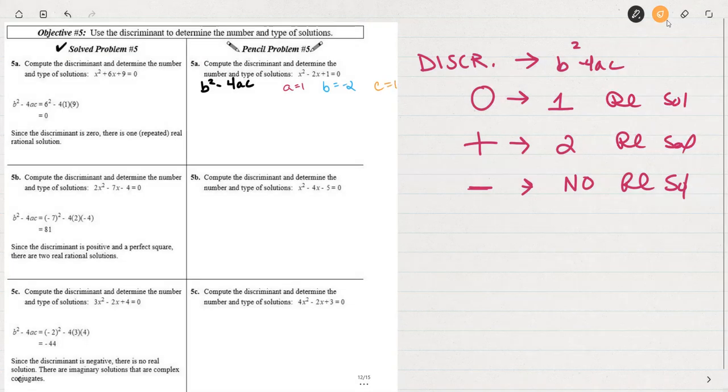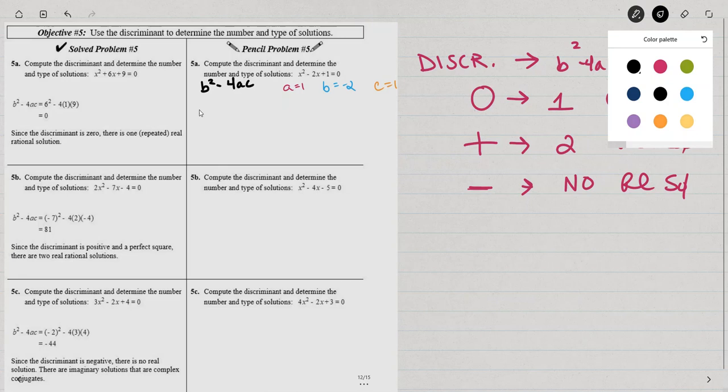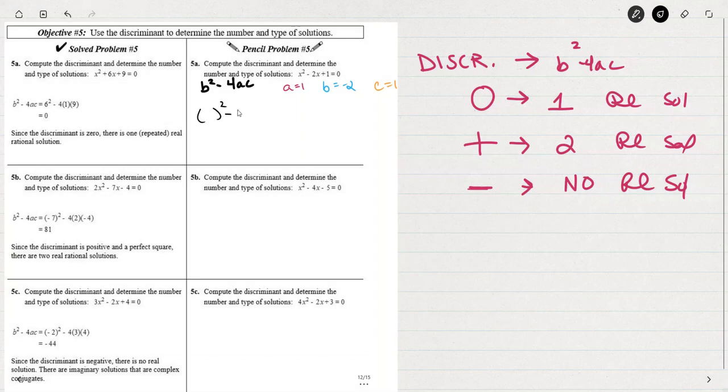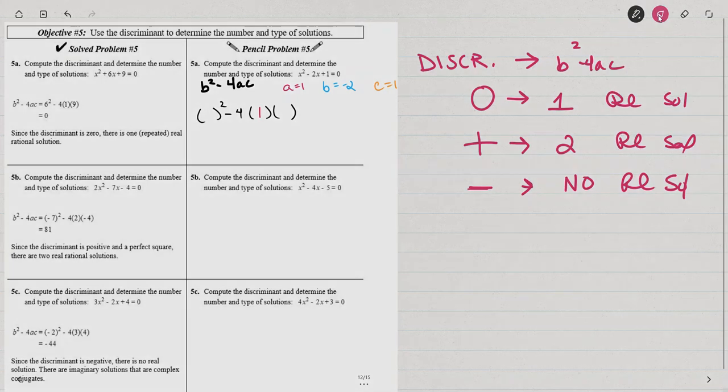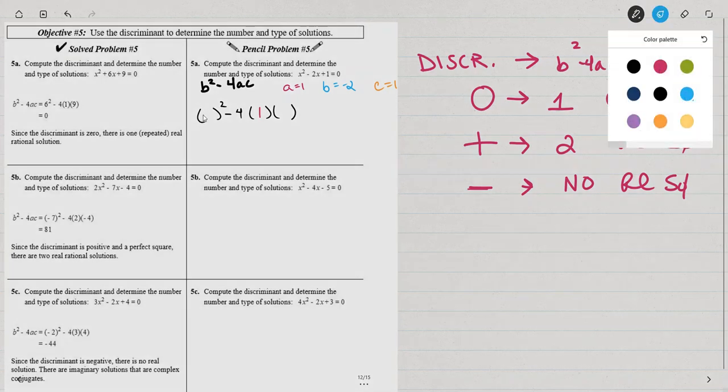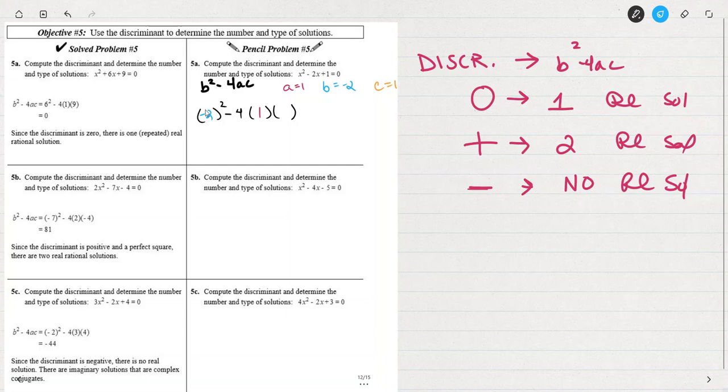And when I plug those in to b squared minus 4ac, it looked like this. The a is 1, the b is negative 2, so negative 2 squared, and the c is 1. Negative 2 squared is 4. 4 minus 4 is 0.